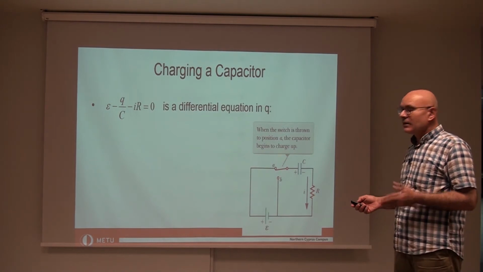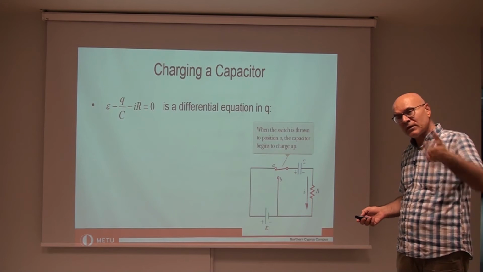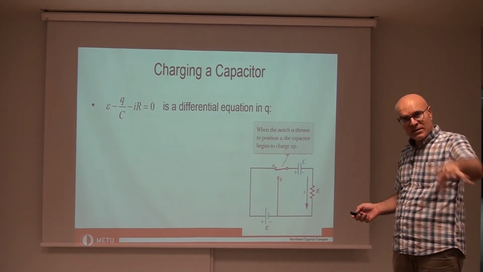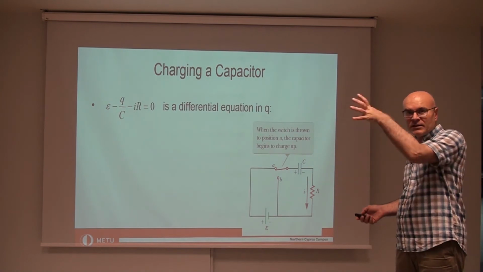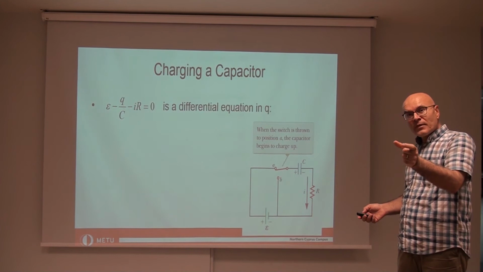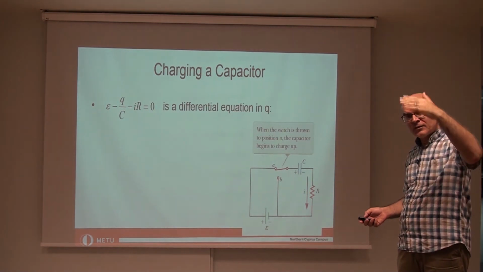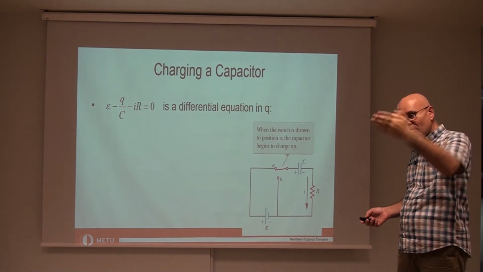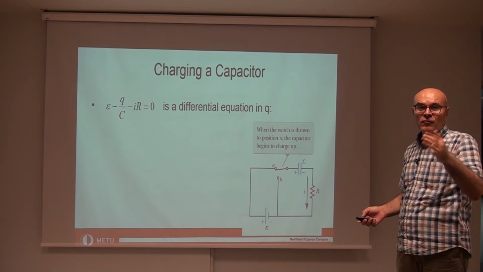Now, having found the limits, what is the current at t equal to 0? What is the current at t equal to infinity? What is the charge at t equals 0? It is 0. What's the charge at t equals infinity? It's Q maximum. But we don't know what the functional form of the current is when it decreases from I0 to 0, or what the functional form of the charge is.